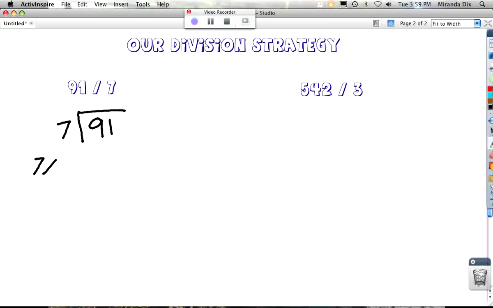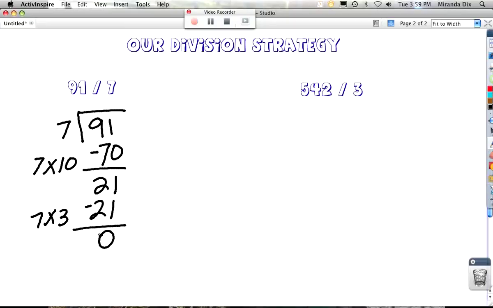So I'm going to go 7 times 10. And what that would mean is that I could subtract 70 from 91. When I do that, I have 21 remaining. So now I need to be thinking, can I pull out any more groups of 7? And of course I can. I can do 3 groups of 7, which is exactly 21, leaving me no remainders at all.